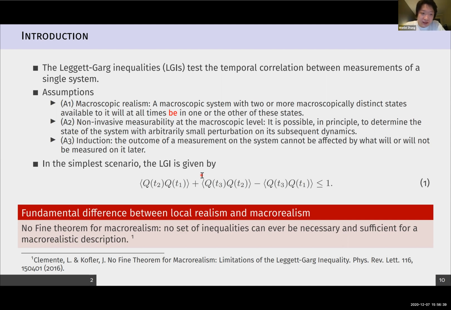Now, it is important to understand the assumptions under which the Leggett-Garg inequalities are derived. The first two assumptions were proposed by Leggett and Garg in their original paper in 1985. These are direct quotes from their paper, so I'm just going to read them so that we don't have any misunderstandings in translation. The first assumption is called macroscopic realism, which says that a macroscopic system with two or more macroscopically distinct states available to it will at all times be in one or the other of these states. The second assumption is called non-invasive measurability, which says it is possible in principle to determine the state of a system with arbitrarily small perturbation on subsequent dynamics.